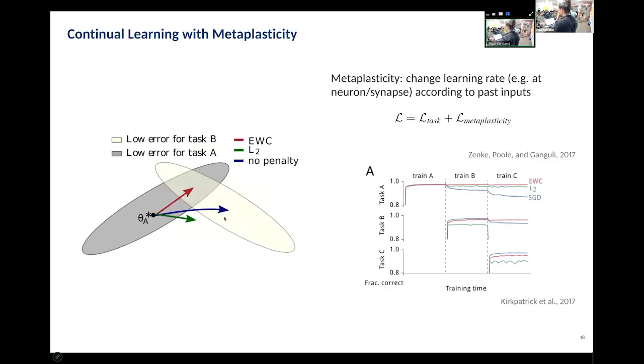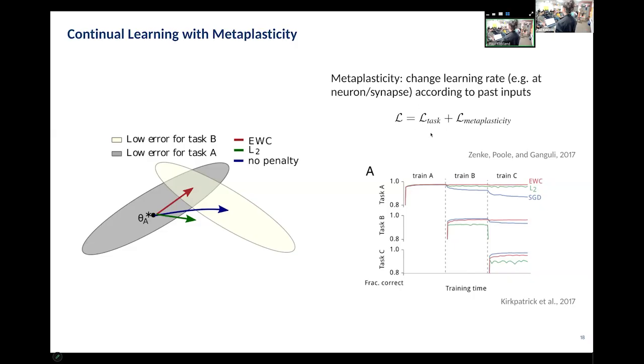Okay, so we have these two tasks. This is elastic weight consolidation, exactly. Basically, if you want to learn task A, so you get here, and you want to learn task B. If you do nothing, if you just do it naively, you would end here, which is good for task B, but it's bad for task A. So instead, you can change the update rule such that you end in a region that overlaps, so it's a good solution for both tasks.